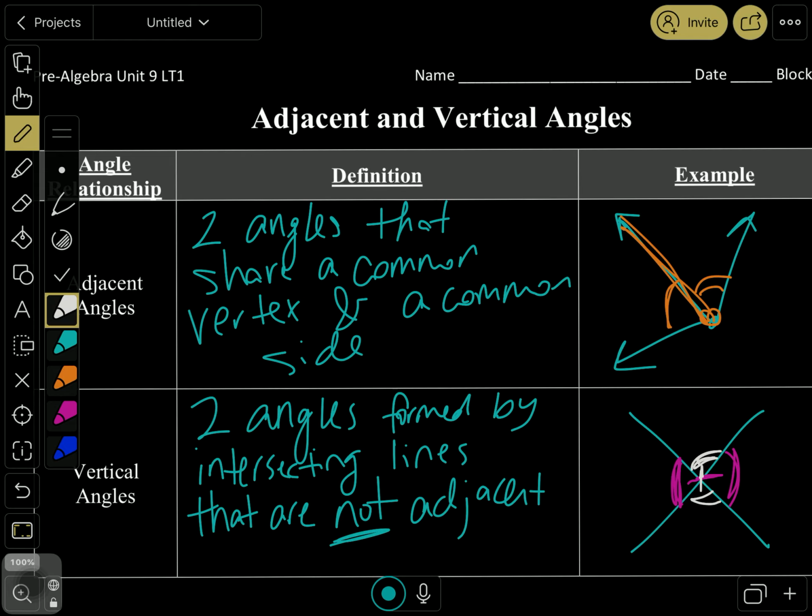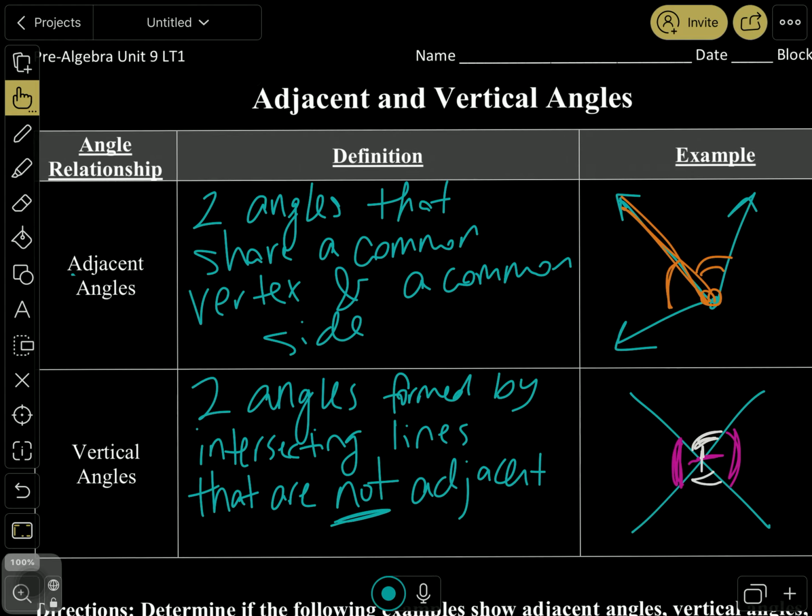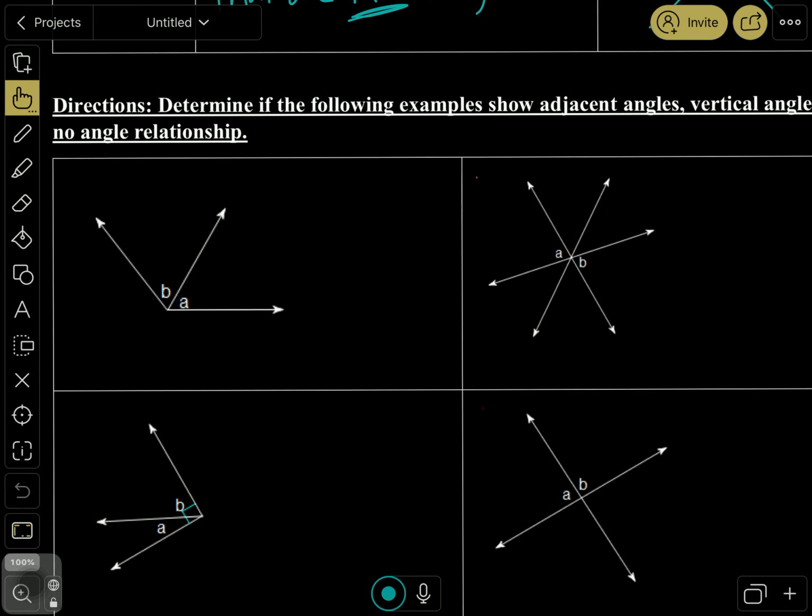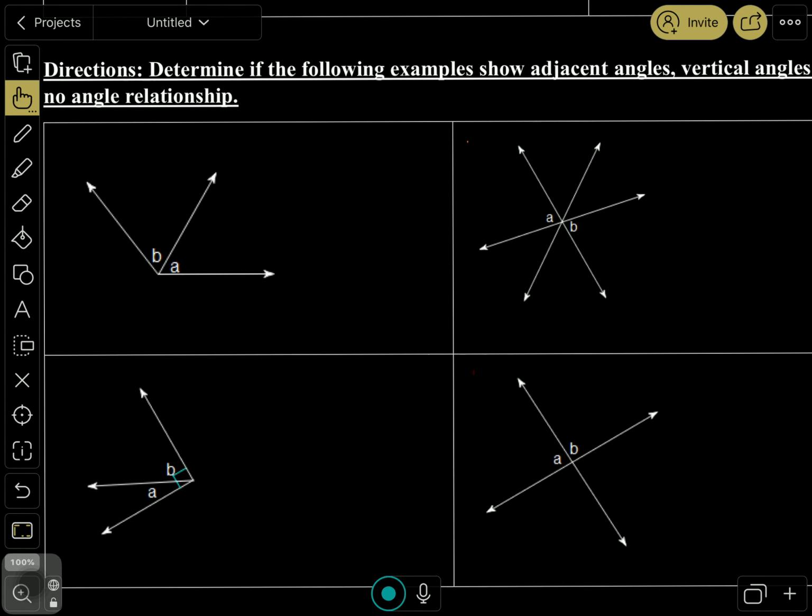All right, now that we've gone over a couple of definitions, let's practice. So looking at these four diagrams, I want you to pause this video, see if you can identify if the following examples show adjacent angles, vertical angles, or no angle relationship. It fits neither of those definitions. All right, hopefully you paused the video and we can check our work.